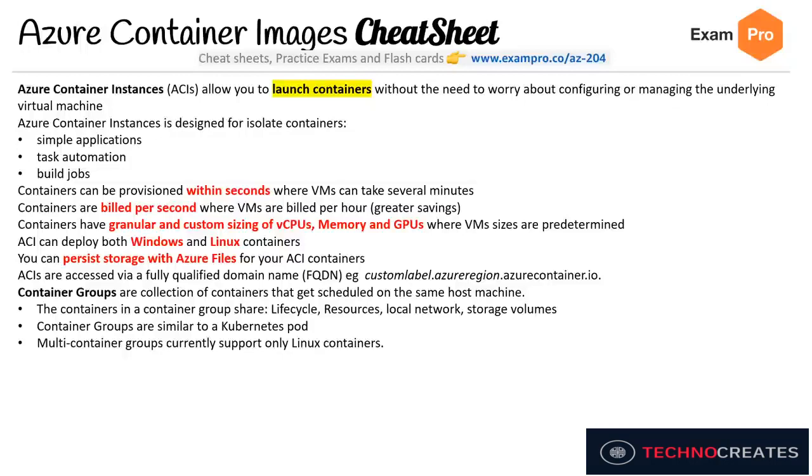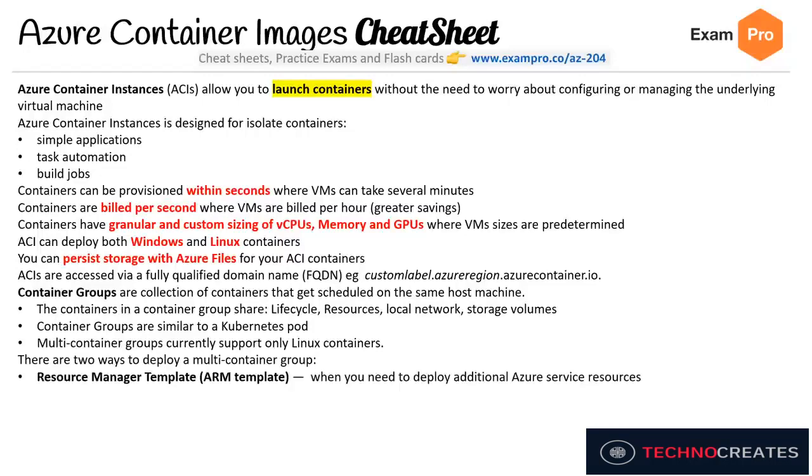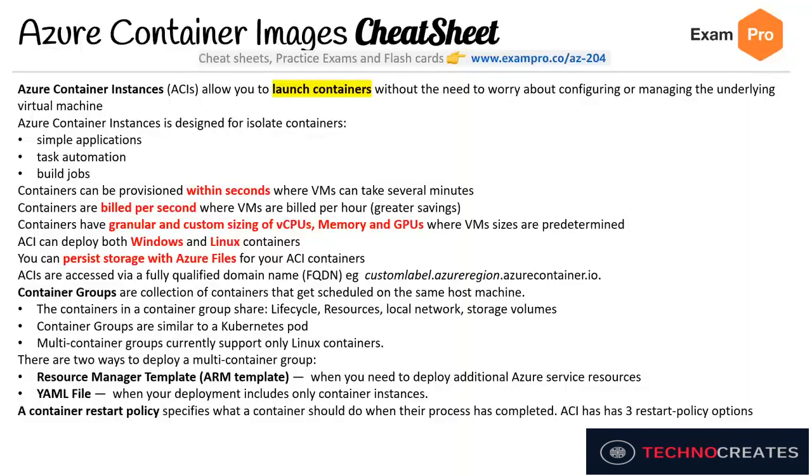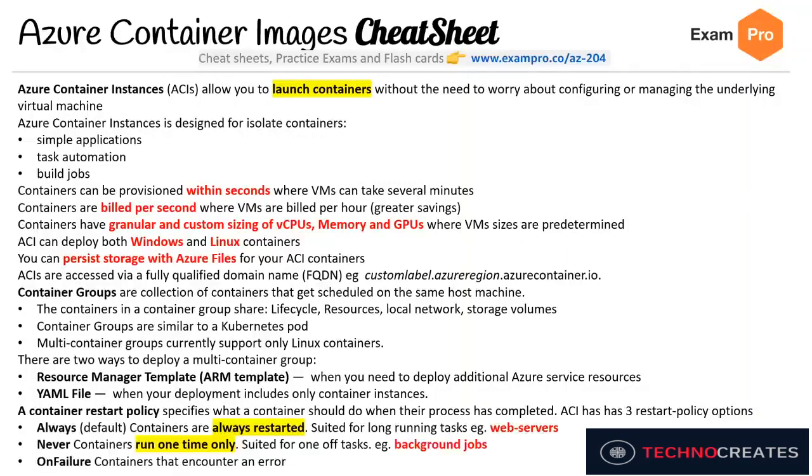This is one of the cases where it's not Windows, it's Linux, okay? There are 2 ways to deploy multi-container groups. You have that via an ARM template and a YAML file. I imagine you can do them via blueprints as well. A container restart policy specifies what a container should do when its process has been completed. ACI has 3 restart policies: always, never, and on failure, okay? We'll go on to the second one here.